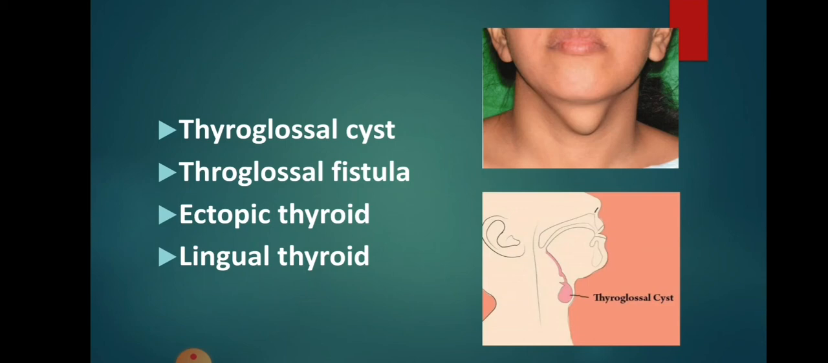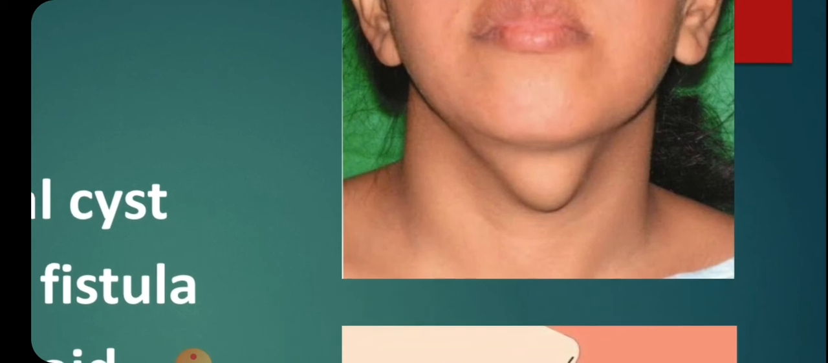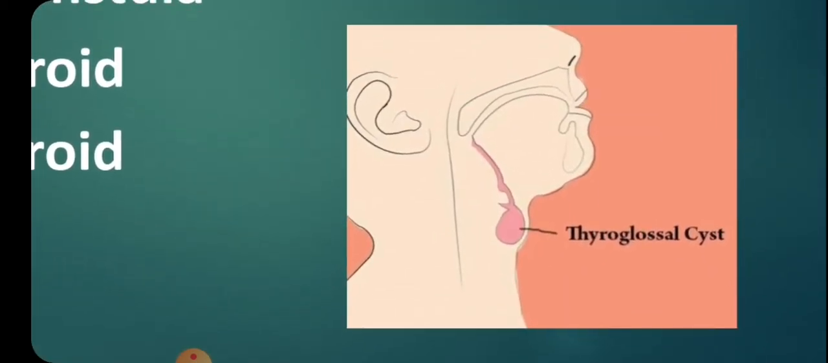Since the thyroglossal duct is present in the midline, these cyst and fistula are always seen in the midline of the front of the neck. See the thyroglossal cyst in this picture. It's a lateral view showing the persistence of thyroglossal duct.